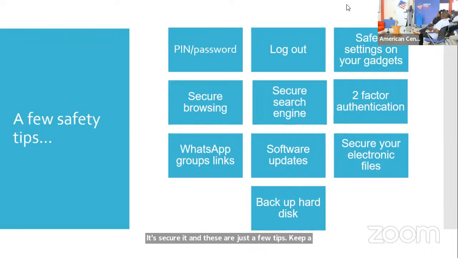Keep a strong PIN or password. Our phones give us the patterns and so on. Choose which one you feel is more secure. Your biometrics might be more secure, although the babies are now very clever. Even when you're sleeping, they'll come and just put your thumb there, and they'll be able to access your phone.